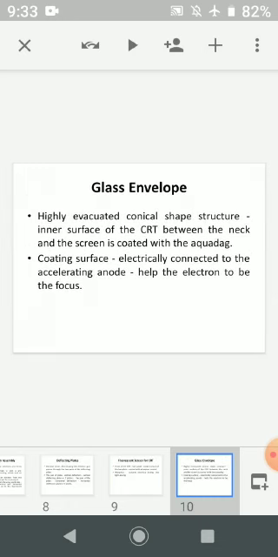And the final part is the glass envelope. It is a highly evacuated conical shaped structure. The inner surface of the CRT, which is present between the neck and the screen, is coated with a material called aquadag. Aquadag is a conducting material. It acts as a high voltage electrode. The coating surface is electrically connected to the accelerating anode and hence helps the electrons to be focused.